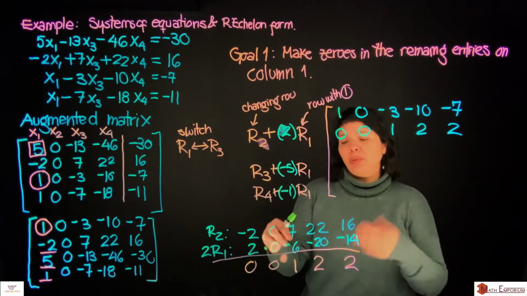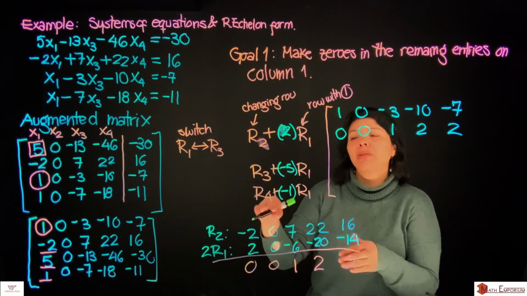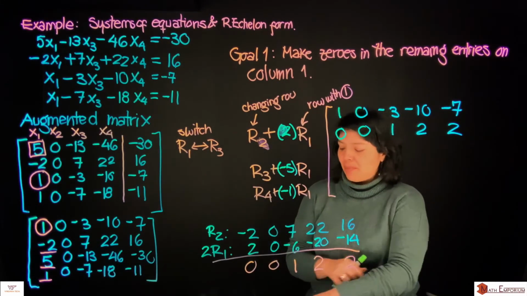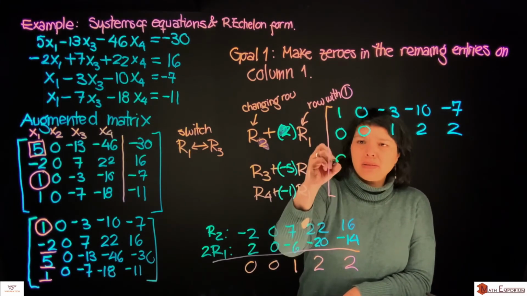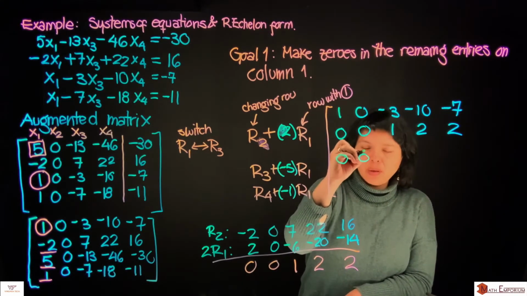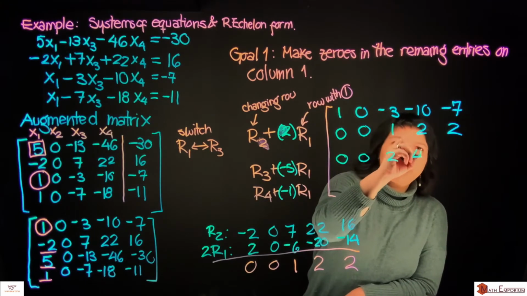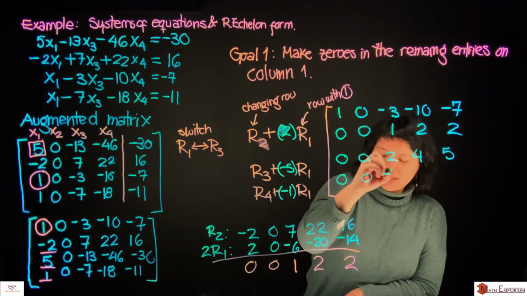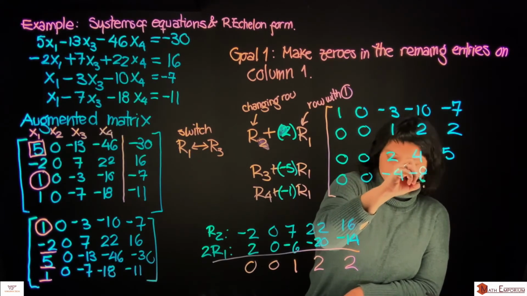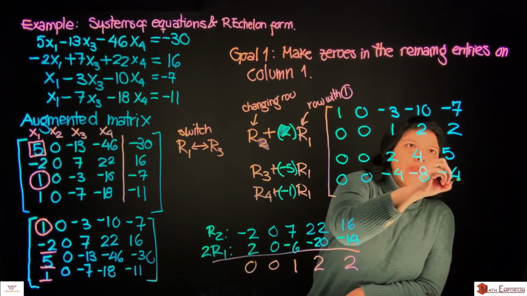Now you can see in your textbook the solution to this. So I don't want to be too repetitive. Please do it on your own and check that you're getting the same that I'm getting. So after you do that, you're going to get the 0 that we want here, 0, 2, 4, and 5, and then 0, 0, -4, -8, and -4.